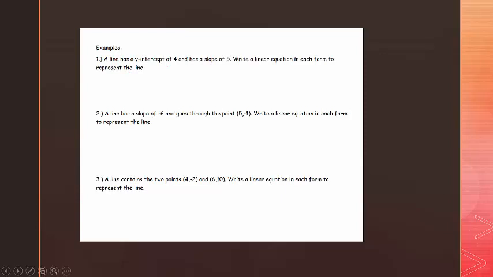So a line has a y-intercept of 4. So right off the bat, I'm going to write b equals 4. And the slope is 5, so I'm going to write m equals 5. So this is kind of like a gift. If you get the intercept and the slope, you have enough to write slope-intercept form. y equals 5x plus 4.